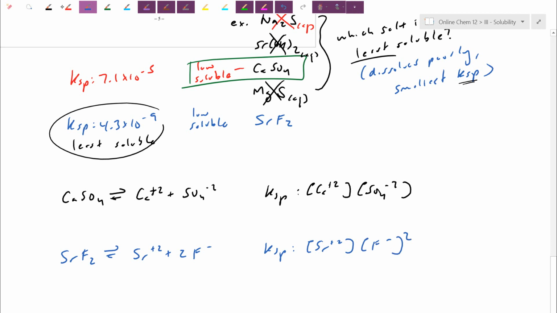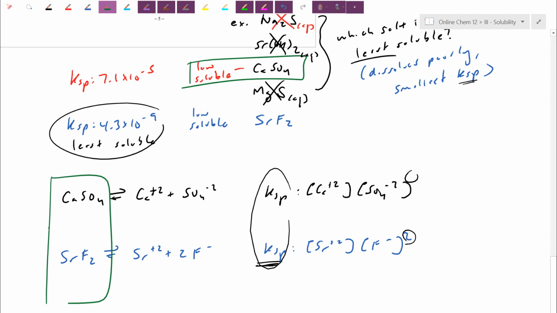So although in general, yes, it is true, the smaller the Ksp, the fewer ions I'm going to have. Because this one here actually has a square, while this one here doesn't, it's possible that this number may actually be tinier because of the square, not because it's actually more soluble. So in this case, to really compare which one is more soluble, what I want to do is actually calculate the solubility.